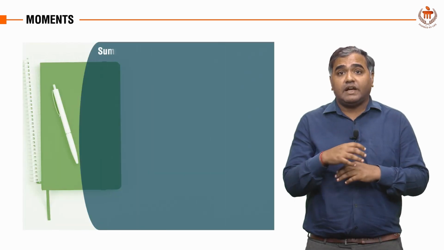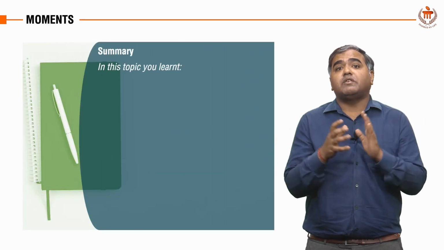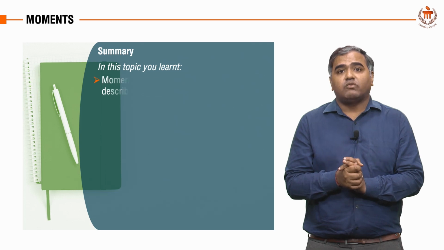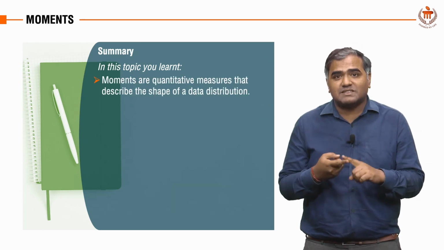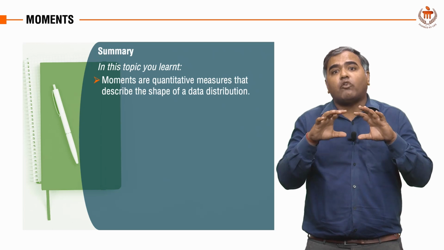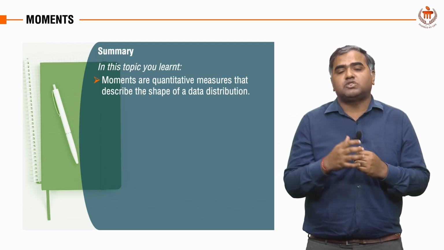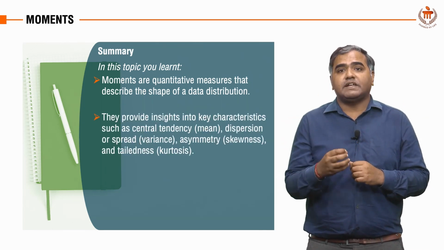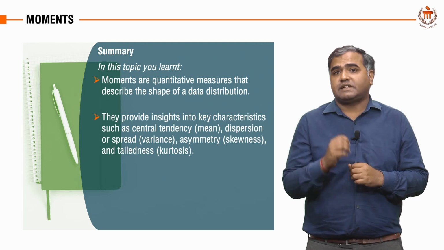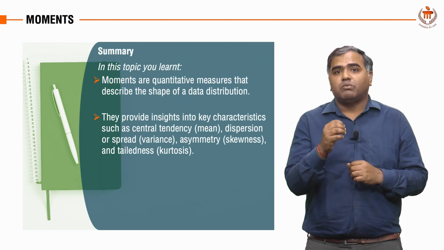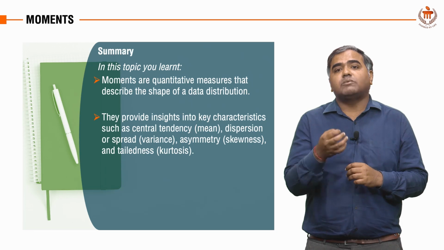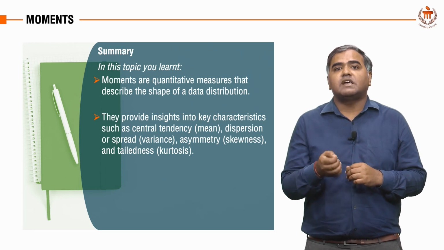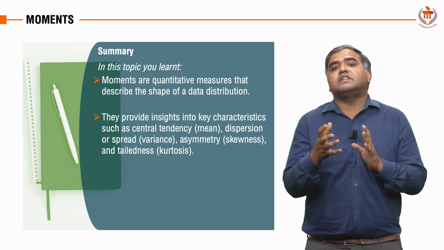Let's summarize the concept what we have discussed so far in this session. Moments are the quantitative measures that describe the shape of a data distribution. Okay, moments provide insights into key characteristics like central tendency, mean, dispersion or spread like variance. It talks about asymmetry like skewness and tailedness like kurtosis.